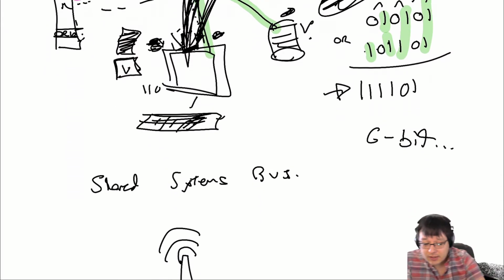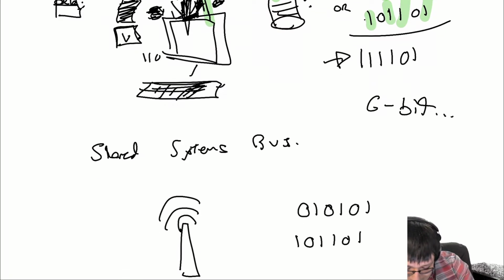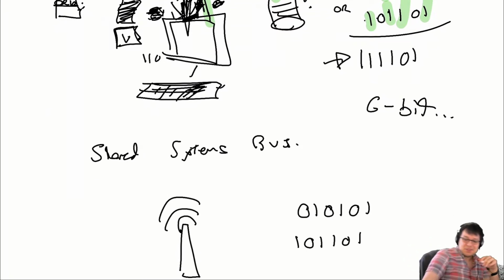So if I'm trying to send 0, 1, 0, 1, 0, 1, or I'm trying to send 1, 0, 1, 1, 0, 1, I just noticed that I made palindromes. That's cool. I didn't intend to do that, but it just did.